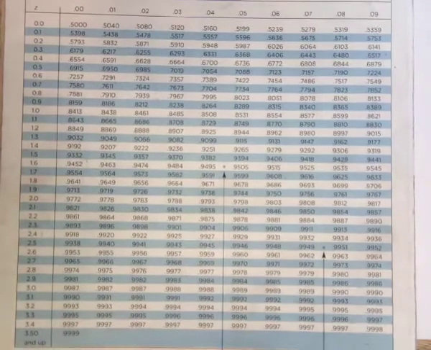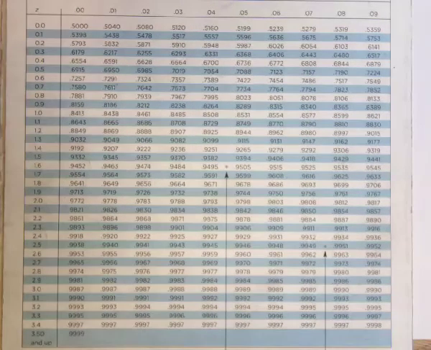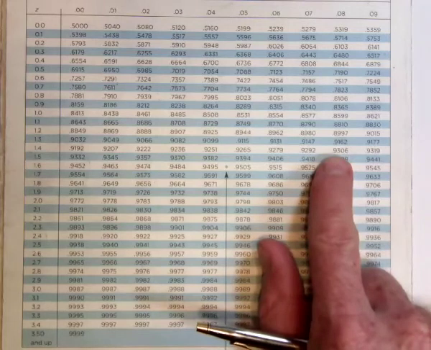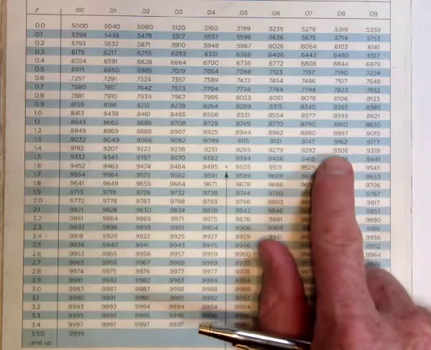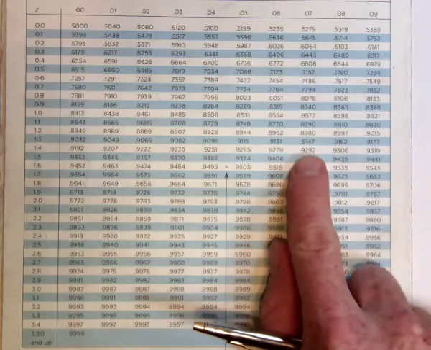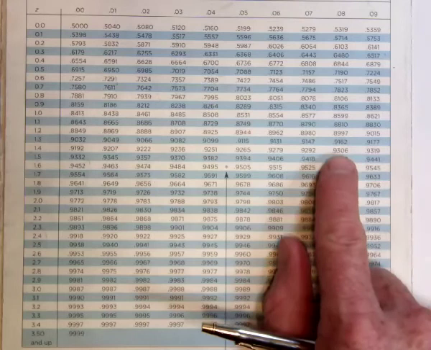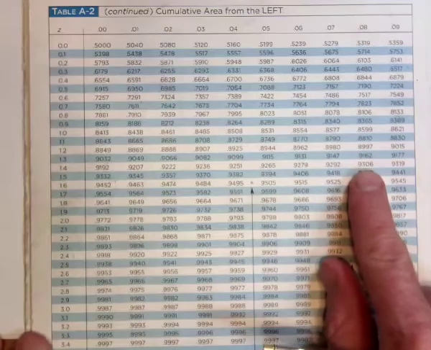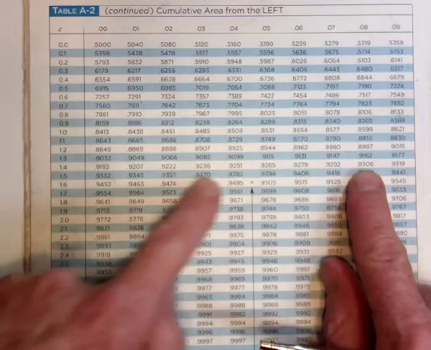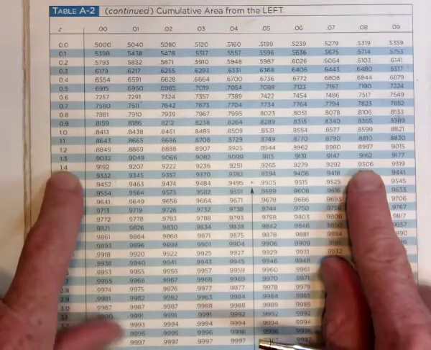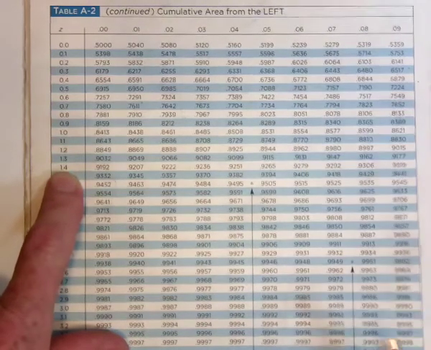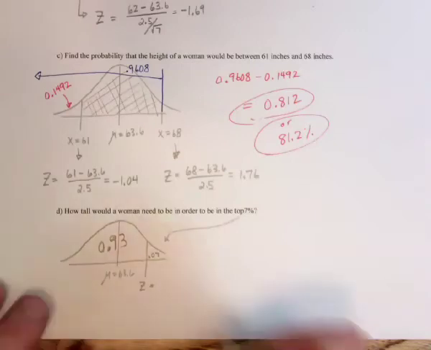Now, look through the table and see where it is closest to 93%. So it looks like this one is pretty close. This one is off by 0.0006. This one's off by 0.0008. So actually this one is closer. Okay, here's where we're going to use the table backwards. Now go back over this way and find out the z-score is 1.48. So the z is 1.48.